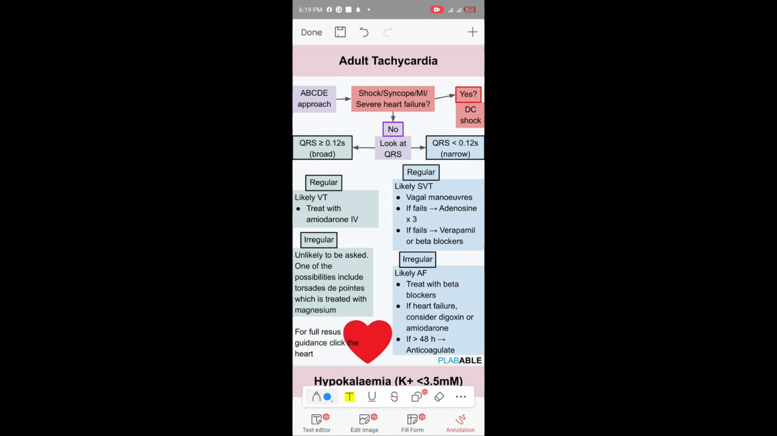Now come to the wide QRS. If the QRS is wide, there could be many things. It could be VT, polymorphic VT, Torsades de pointes, or monomorphic VT. So you can get an idea by looking at the QRS complex.